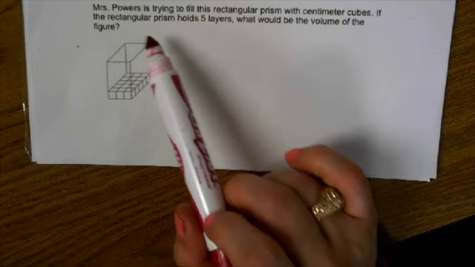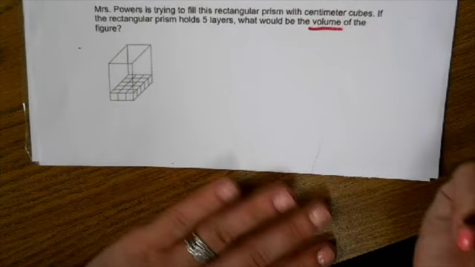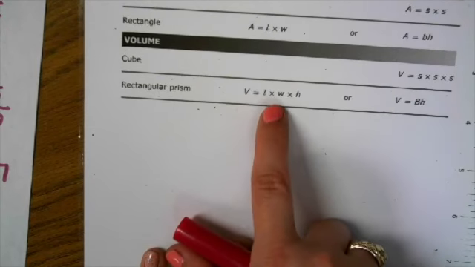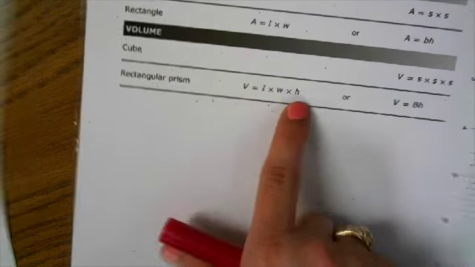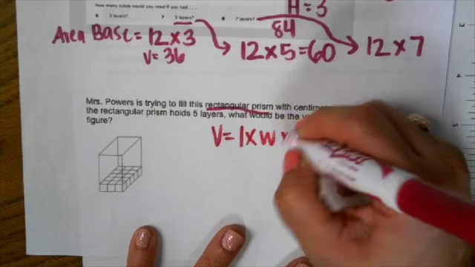So it says Miss Powers is trying to fill this rectangular prism with centimeter cubes. If the rectangular prism holds 5 layers, what would be the volume of the figure? So I'm looking for the volume of a rectangular prism. So what I always like to do is go look at my star chart. And it says volume right here, rectangular prism. V equals length times width times height. So I'm going to write that down. V equals length times width times height.